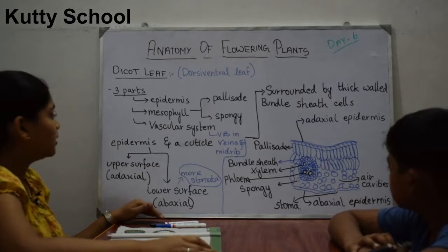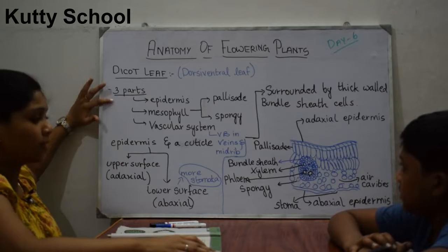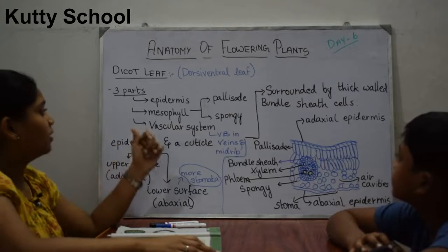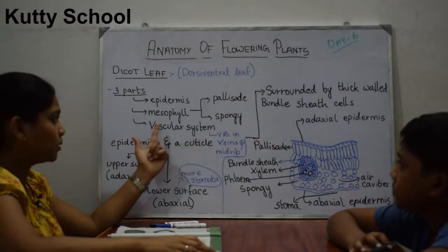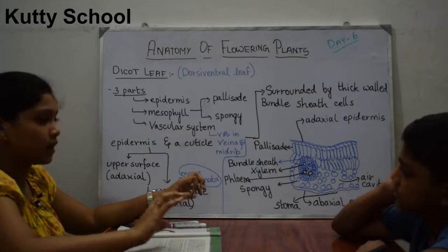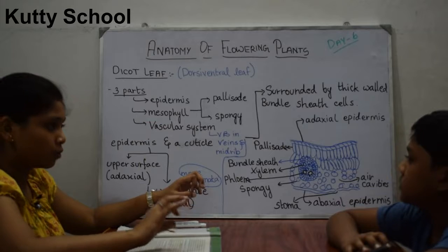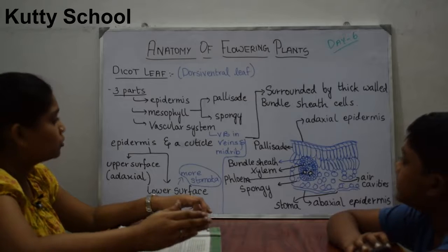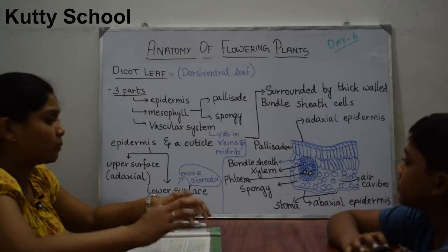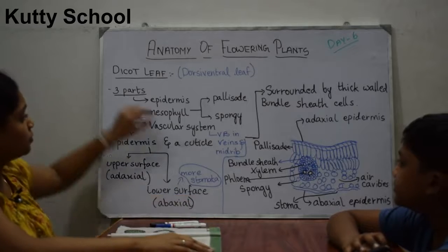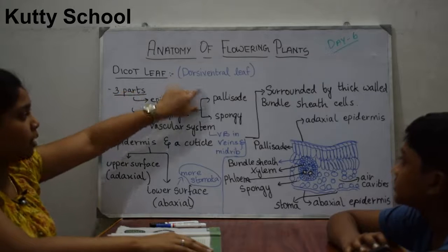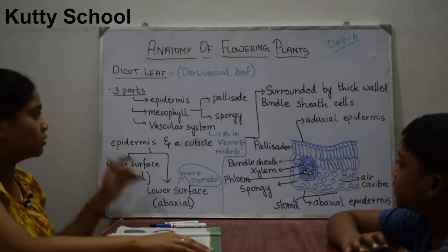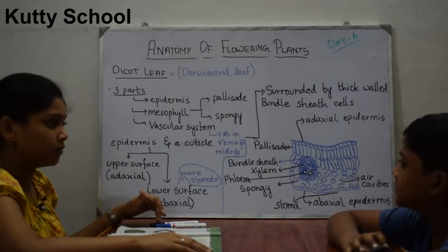So this dicot leaf has three parts: epidermis, mesophyll, and vascular system. Mesophyll is of two types. Mesophyll contains chloroplasts and performs photosynthesis. The tissue of which mesophyll is made up is parenchyma tissue. So mesophyll is of two types: palisade parenchyma and spongy parenchyma. The vascular system is nothing but the xylem and phloem tissues.